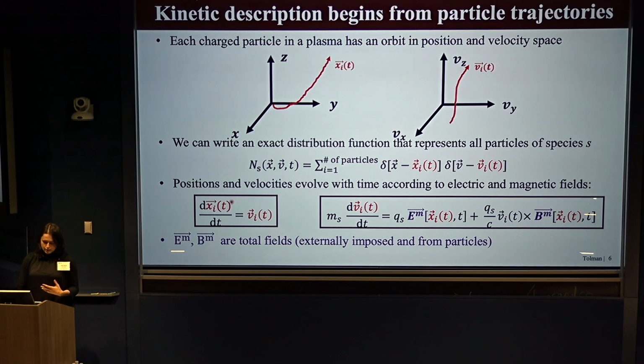So you can see how the position is changing in a way that's determined by the velocity. And then you can see how the velocity is changing in a way that's determined by the electric field and the magnetic field. And these electric and magnetic fields are total fields. So this includes fields that are externally imposed and fields that result from particles in the plasma.